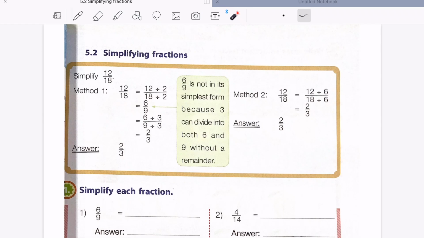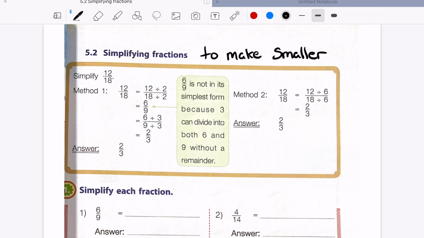Today, we're going to be simplifying fractions. Simplifying means just to make smaller, right? We're just going to make the fraction smaller.